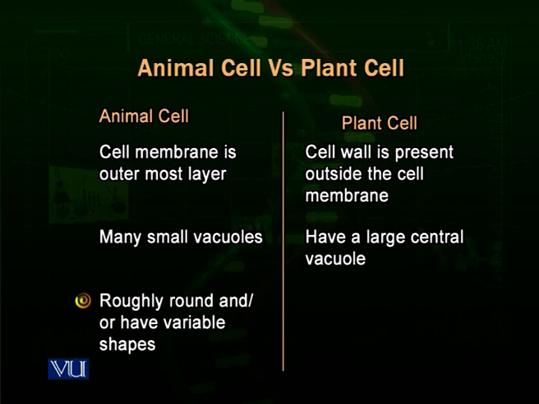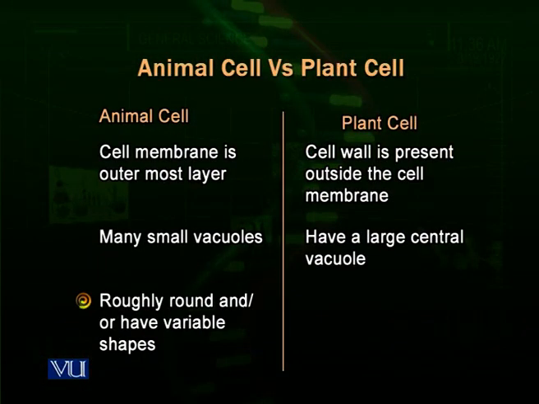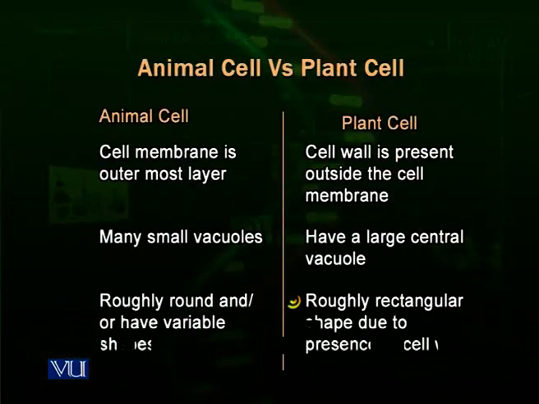The animal cells are roughly round in shape, or maybe they have diverse types of shapes. For example, a human body has about 200 types of different cells. Animal cells also have various different types. For example, a nerve cell has a particular structure. A muscle cell has another type of structure. The cells of the stomach have a different type of structure. But the plant cell, due to the presence of the cell wall, has a roughly rectangular structure.